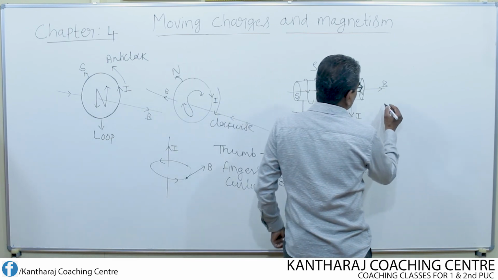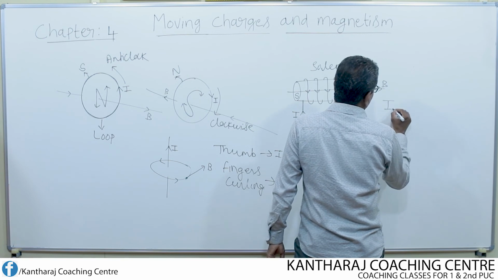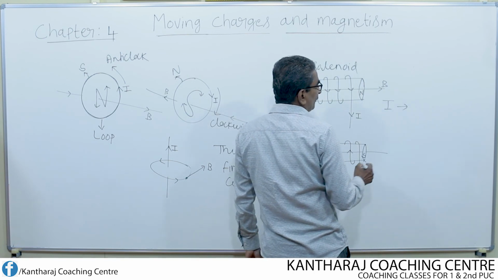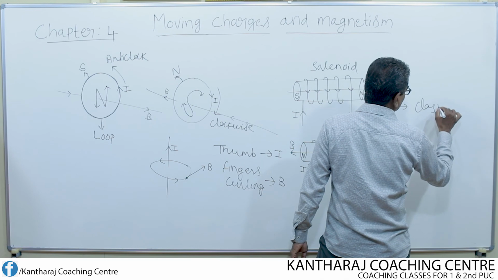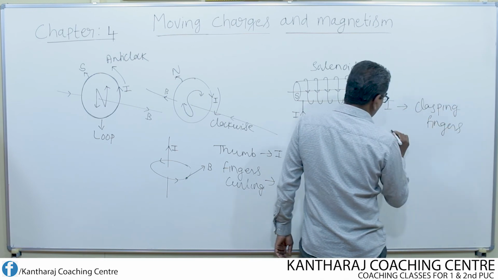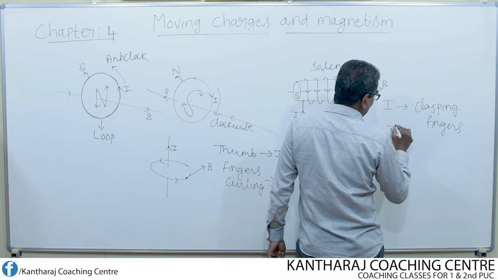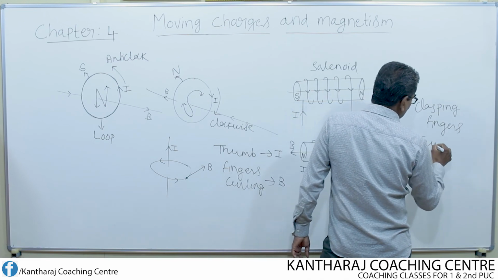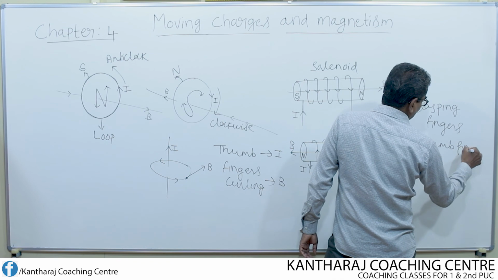So for these two cases, I say like this: current is represented by means of clasping finger or curling finger. Then magnetic field is represented by means of thumb finger.